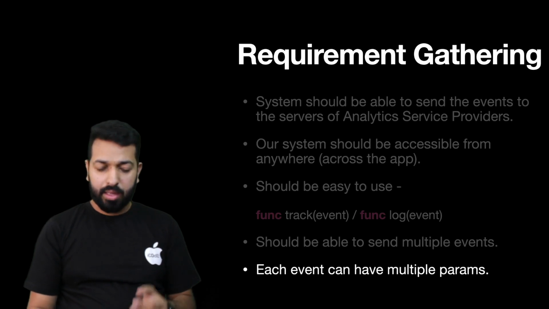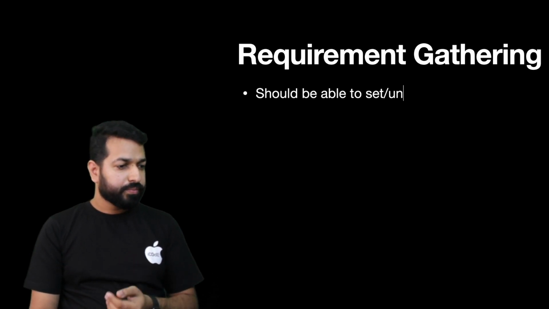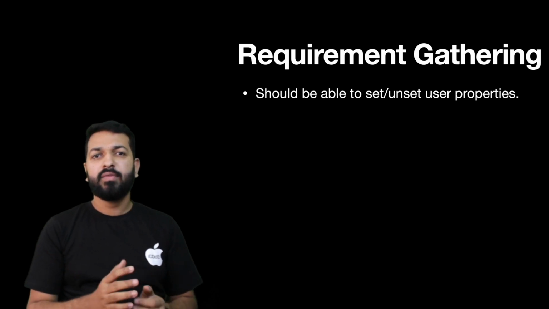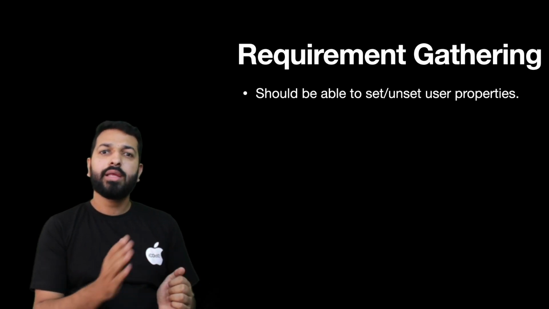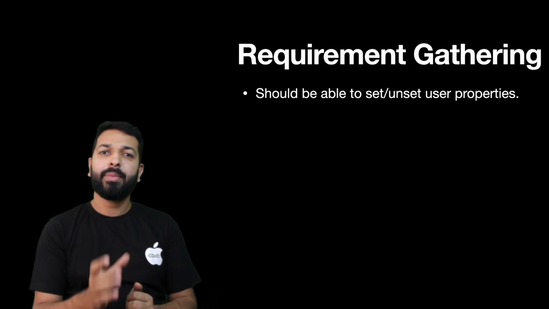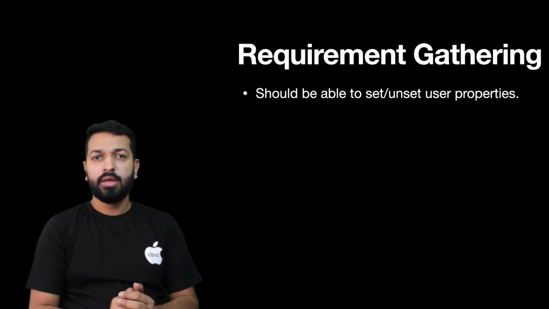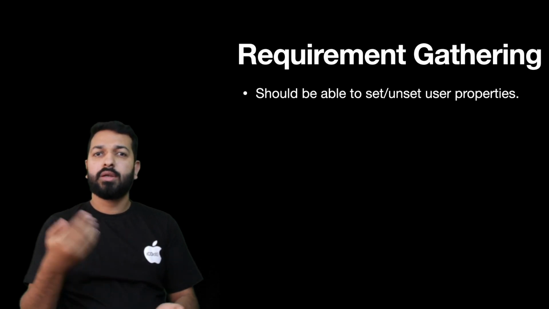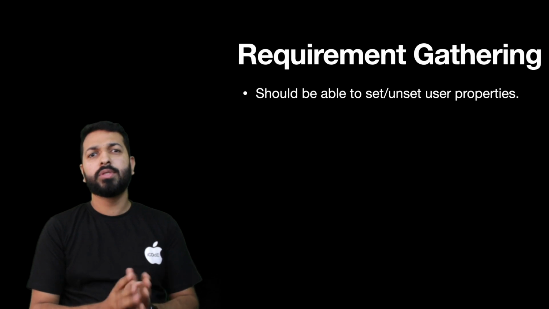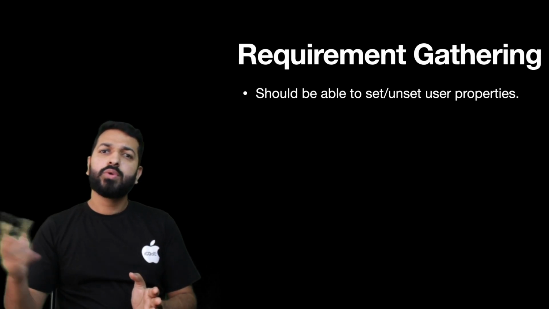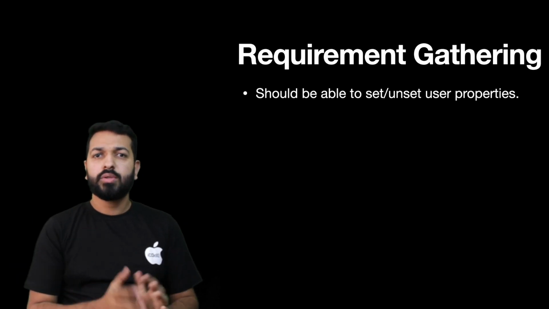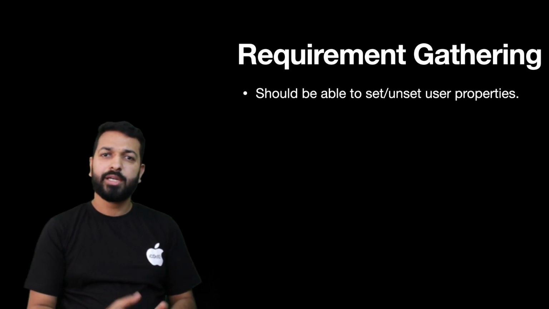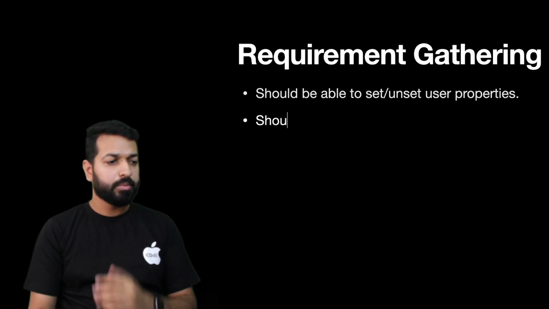What is the error? The next requirement says that our system should be able to set and unset the properties of a user. Now, tracking of the user's activity is one part, but another crucial part of an analytics service is the mapping of those activities with the user. So you will have to set the properties of a user when the user logs in to the system, and when the user logs out, you will have to clear the user attributes, user properties, so that those events do not get mapped with that particular user. That is a very common requirement when it comes to implementing analytics, and so our system should be able to set or unset the user properties.